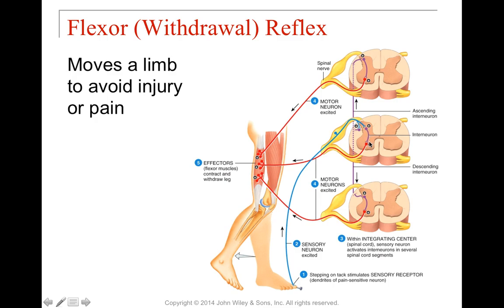Right? That interneuron space says, I already know the answer to this. I don't have to even talk to the brain. I mean, I will talk to the brain, but I'm not going to wait for a response because I know that I need you to get your foot off of that tack. And so that's going to then get sent out by that interneuron through here, going to the effector muscle. The flexor muscle is going to allow us to contract and withdraw the leg. That's a flexor reflex on the same foot.